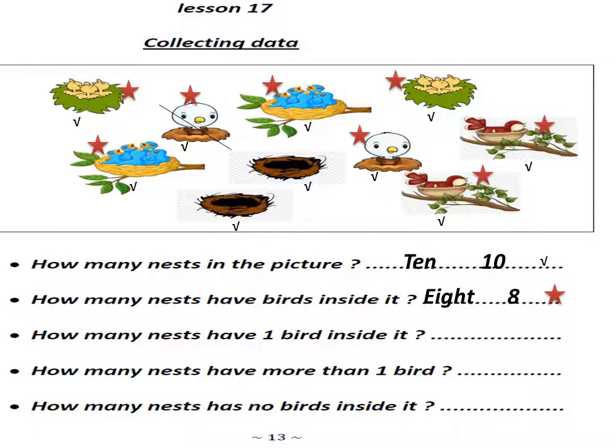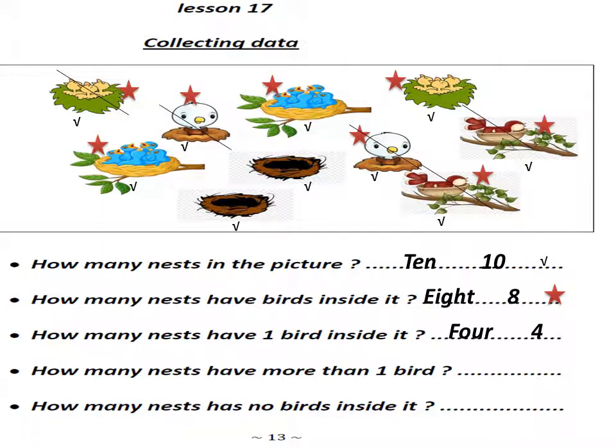How many nests have one bird inside? We will start to count the nests that have only one bird. So it will be 1, 2, 3, 4. So it will be 4 nests.